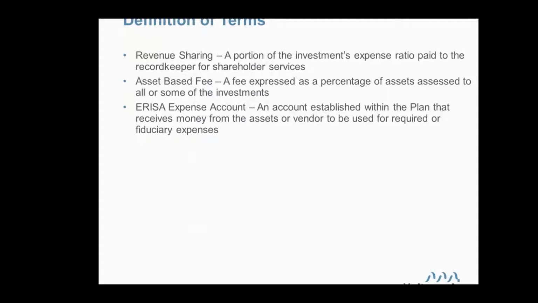And thirdly, we have what we call an ERISA expense account. It's also called a revenue credit account, a budget account, a PARA account. Lots of different vendors have different names for it. What is it? It is an account established within the plan that receives money from the assets or vendor to be used for required or fiduciary expenses. And depending on whether or not you're subject to ERISA, it may be called an ERISA account, and it may be subject to ERISA rules, or it may not be.